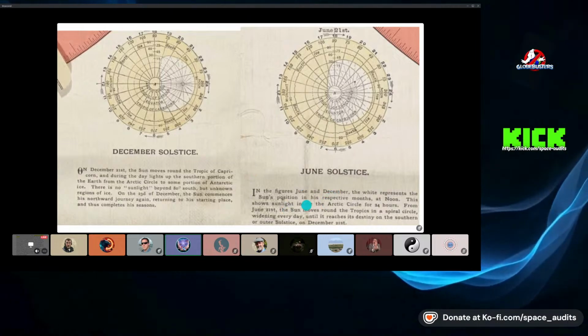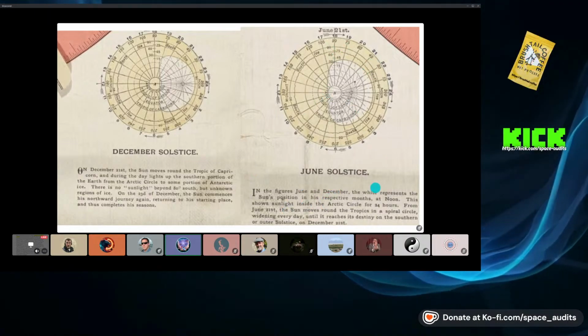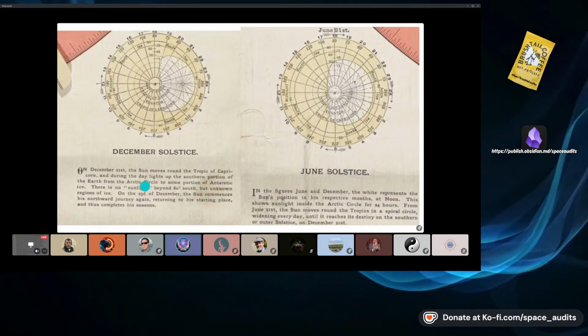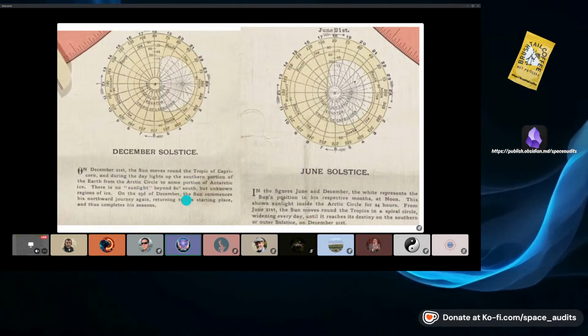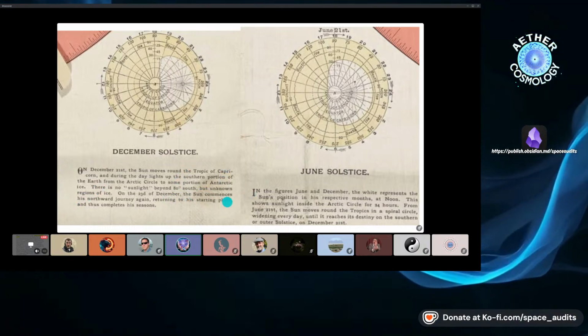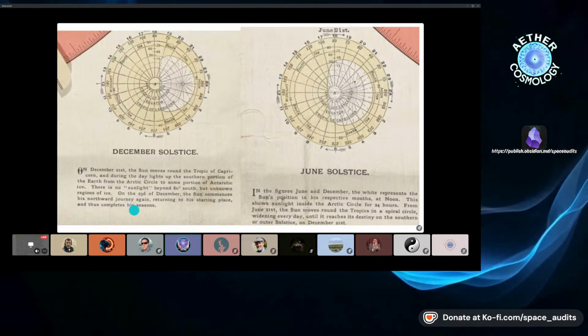So it says, this is essentially giving you the guide for the sunlight on Earth and how you can calculate where it is and how you use the math to figure it out. What I wanted to call attention to, though, is this part over here. It says, there is no sunlight beyond 80 degrees south, but unknown regions of ice.